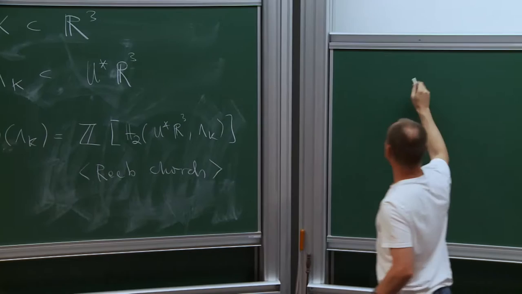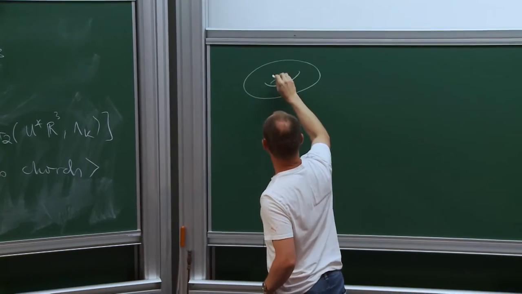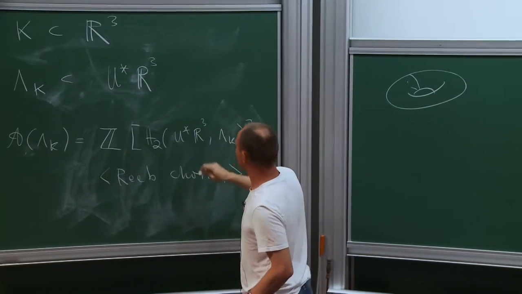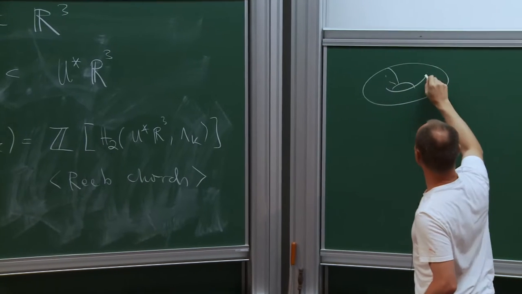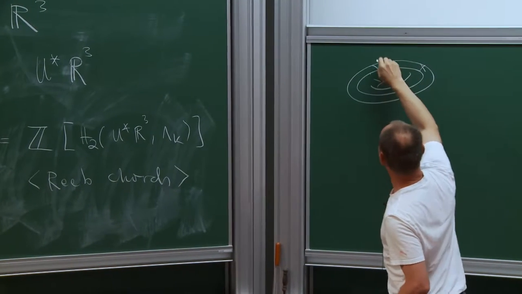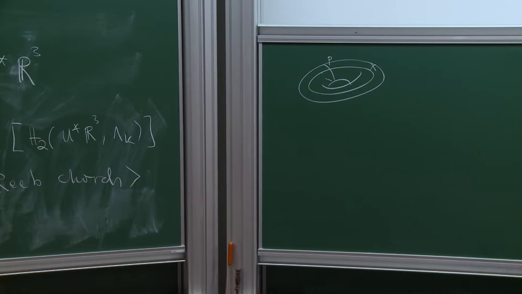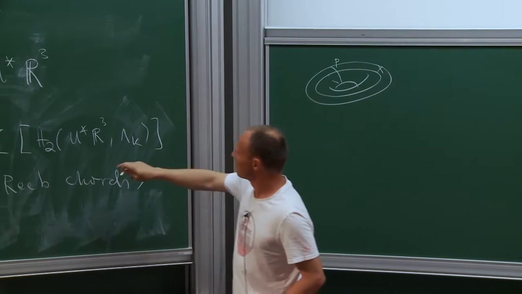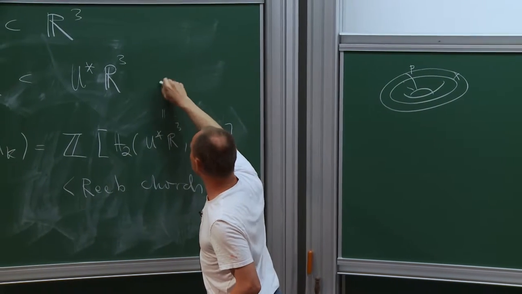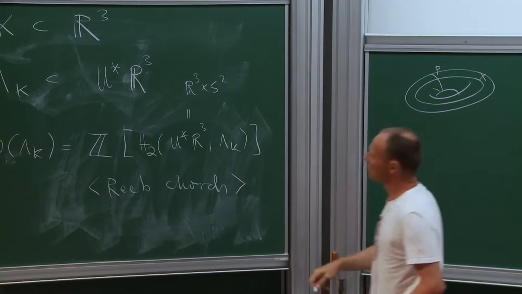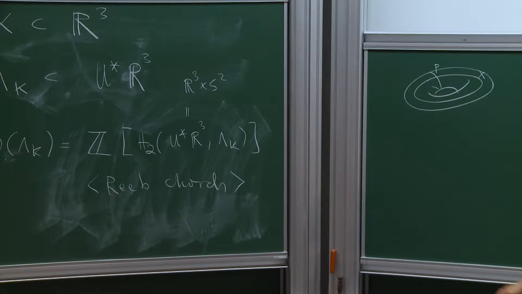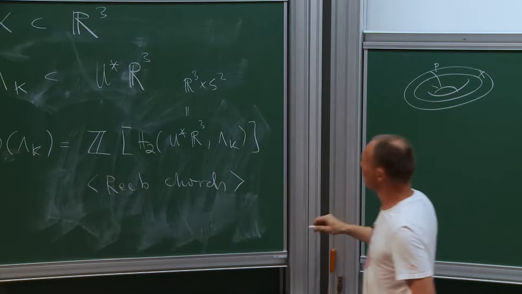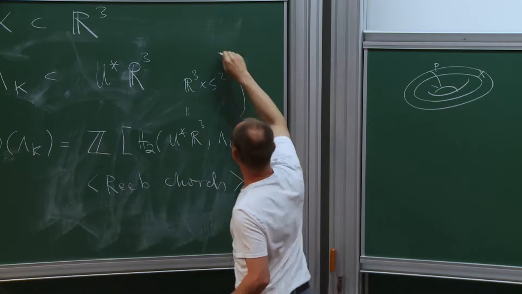So there are basically three variables in this second cohomology. So one is the longitude x, here is the meridian p in the torus. So we think of the torus as a boundary of a tubular neighborhood of the knot. And then topologically this is just R3 times S2, so there is an S2 class as well. So this is actually a three-dimensional space.